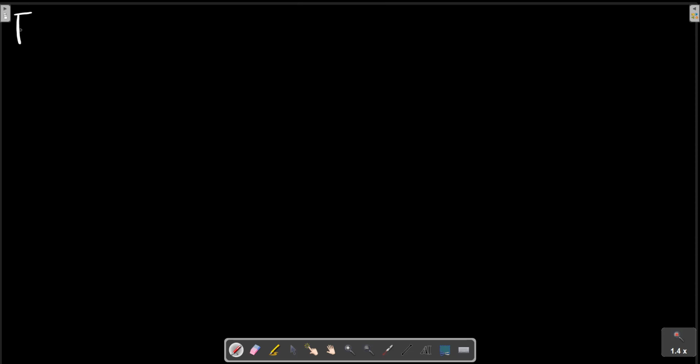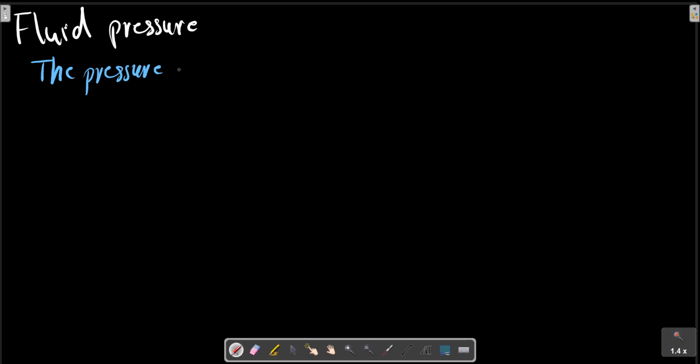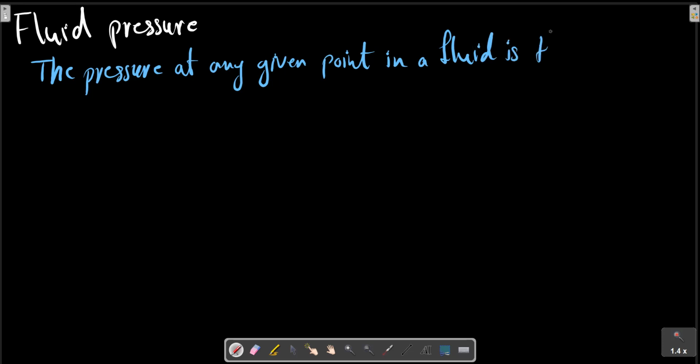Fluid pressure. The pressure at any given point in a fluid is the same in all directions. Pascal's law.